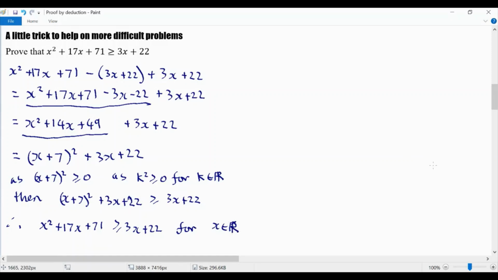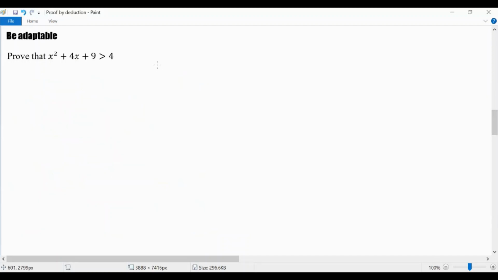Right then. So that's a little more tricky one. Now, ultimately, those are all the skills you need. I've just got another 3 more tricky examples to show you, just to point out, because sometimes these sort of things got to be a bit adaptable. So the first sort of example of this is if we have this one here.